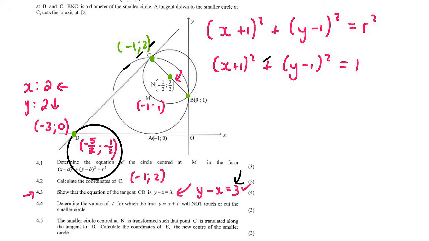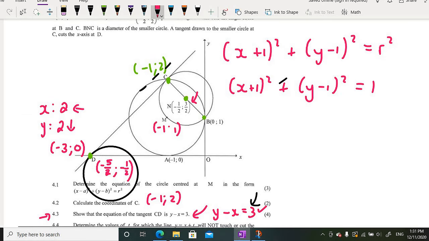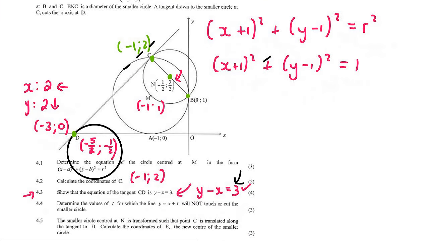question 4.5. Just to summarize what we did for that question, we found the coordinates of D, and then we saw what happened when you go from C to D. What we found is that you're going 2 to the left and 2 down. So that is what will happen to the center as well. It will also go 2 left and 2 down.